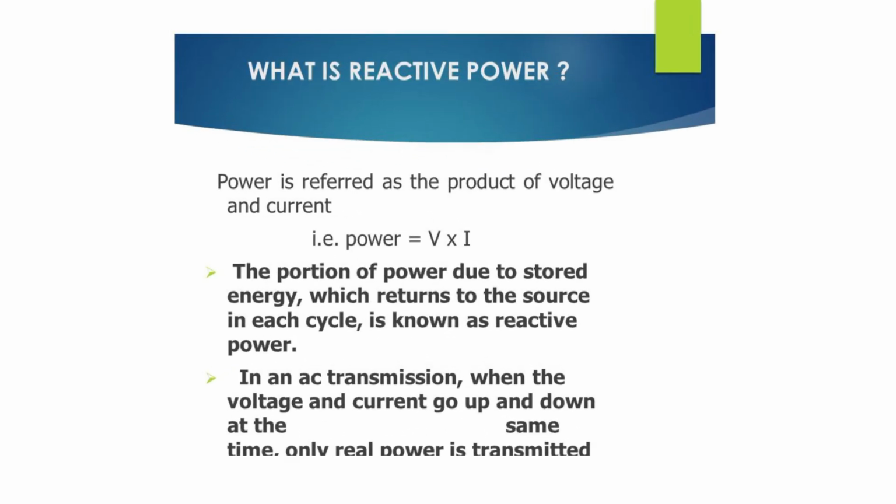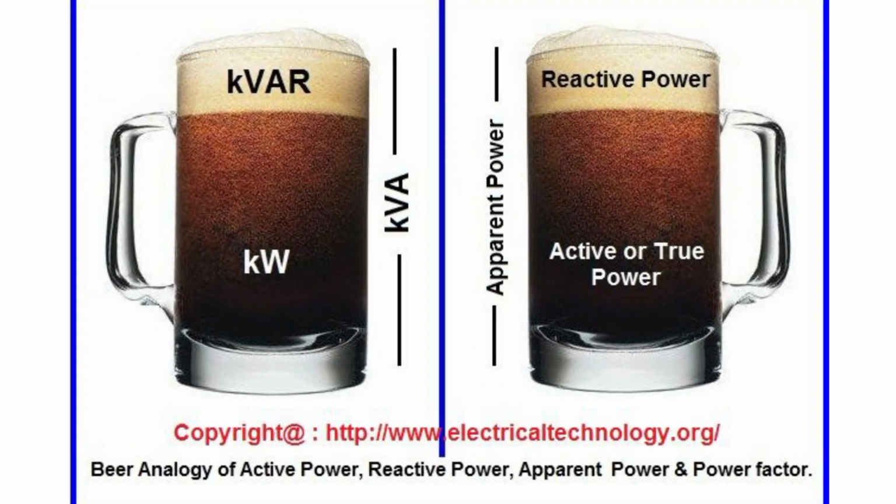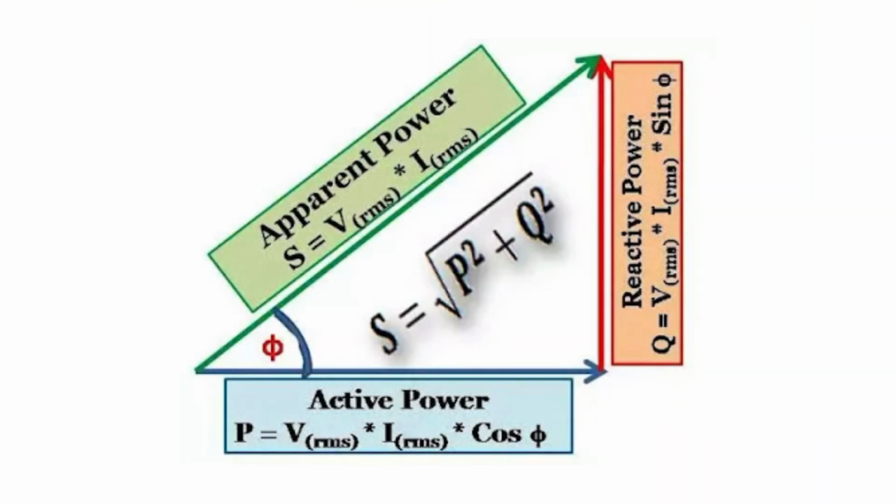The second one is the reactive power, which is denoted by Q, that is the power which flows back and forth continuously. The third one is the apparent power or total power, which is denoted by S, and this is the vector sum of real power and reactive power.